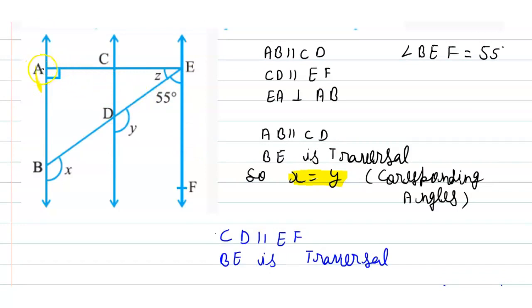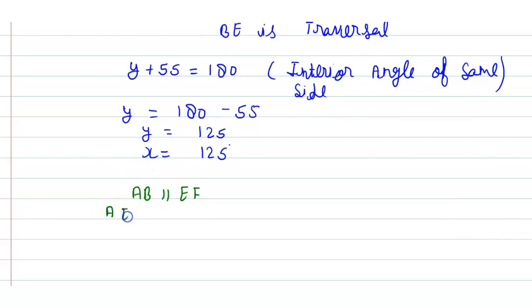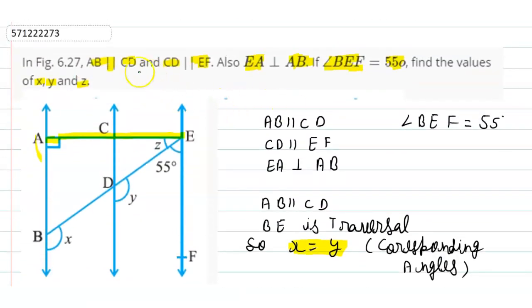And from here, this line AE is a transversal line. So write AE is a transversal. When AE is a transversal, then angle BAE plus angle FEA is equal to 180, because these are also interior angles of the same side.